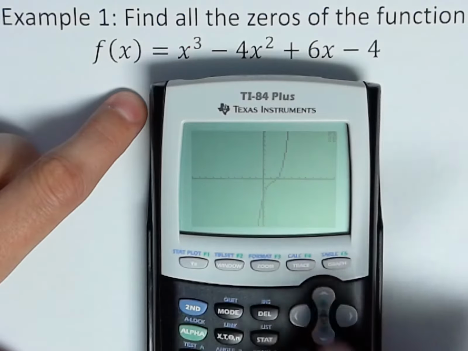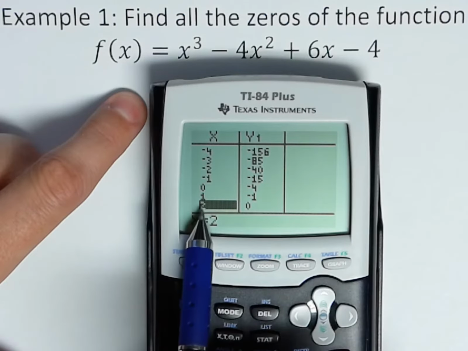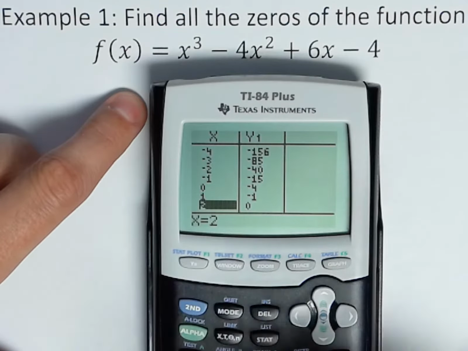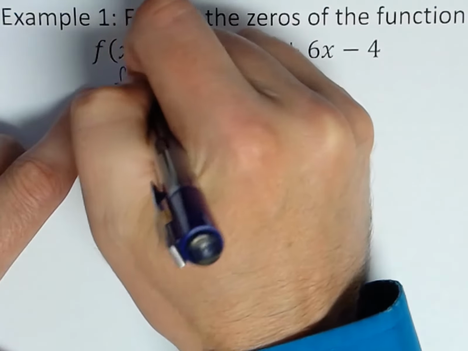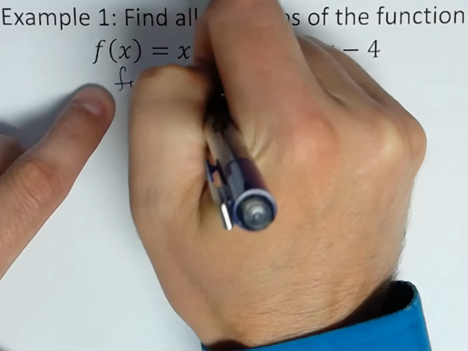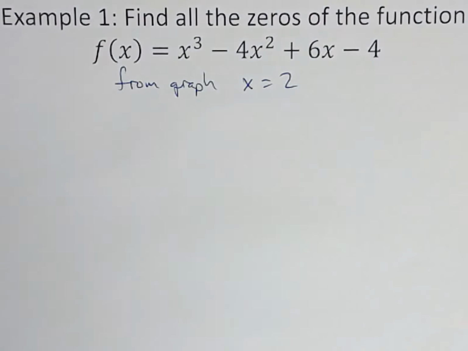So let's go look at our table real quick and see what we see there. And it does have a 0 at x equals 2, so x equals 2. So, kind of like we did before, from the graph, x equals 2. So that's our starting place. What do we do with that?